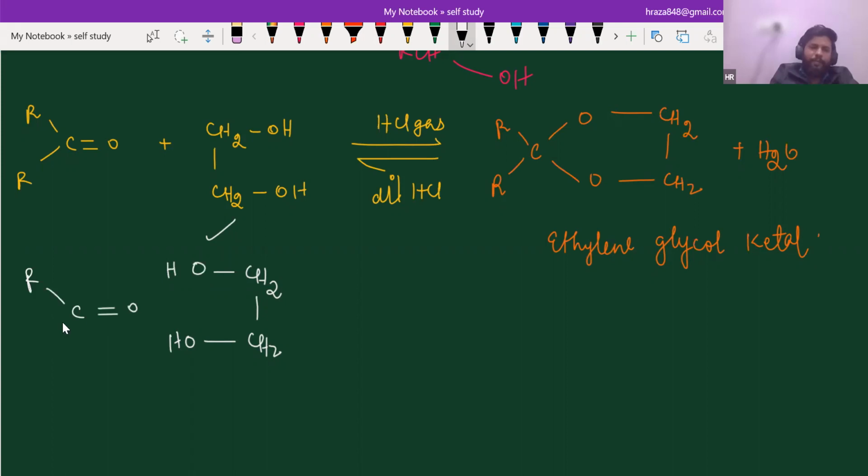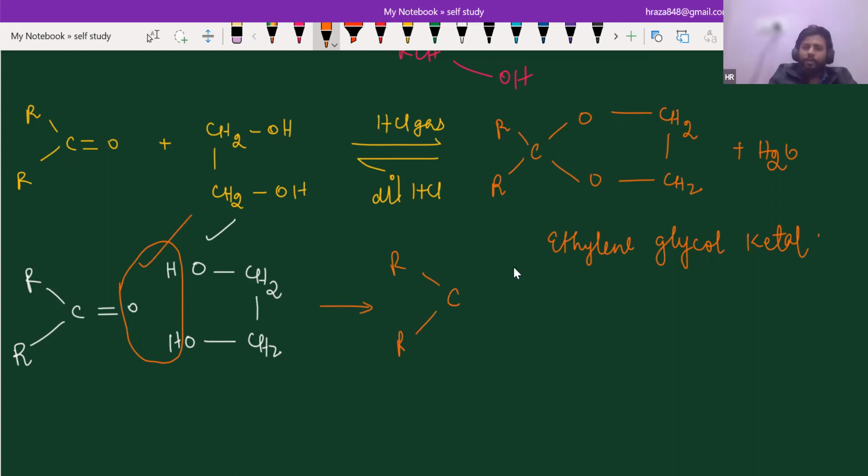What you need to do in both the cases, have you seen anything common? In the previous question, we just removed water, dehydration took place. Here we are going to do the same. We are going to remove water. H2O will be removed. Now, in order to satisfy carbon's valency, what will carbon do?